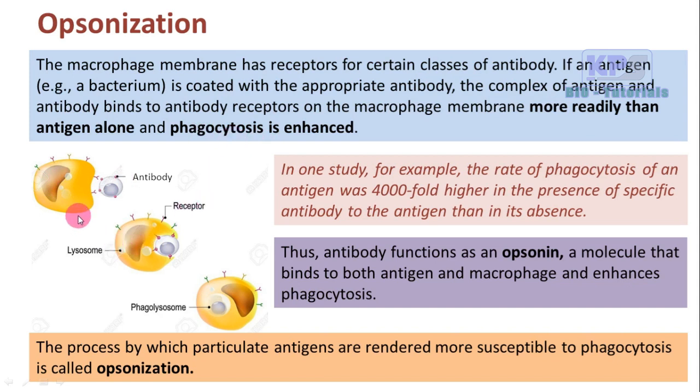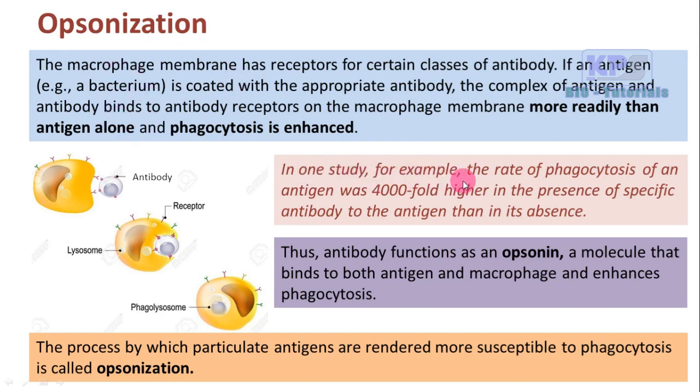This enhancing of the phagocytosis with the help of the antibody and antibody receptor interaction is called opsonization. Here the mediator antibody is termed an opsonin. It works as an opsonin, and the entire process is said to be opsonization.